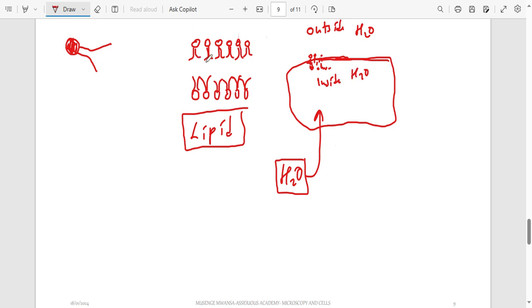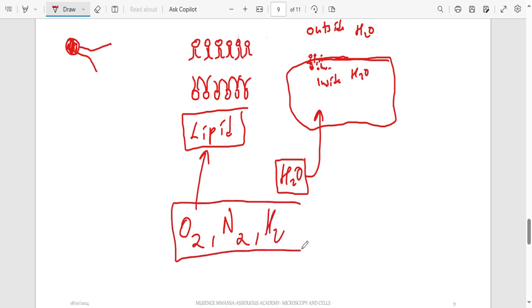But the things which can dissolve in lipids, for example, oxygen, nitrogen, hydrogen. These are known as nonpolar gases. These can easily pass through the cell membrane. Okay, those which are polar will not be able to pass through. Example of polar gases like carbon dioxide, you don't expect them to just pass through normally.